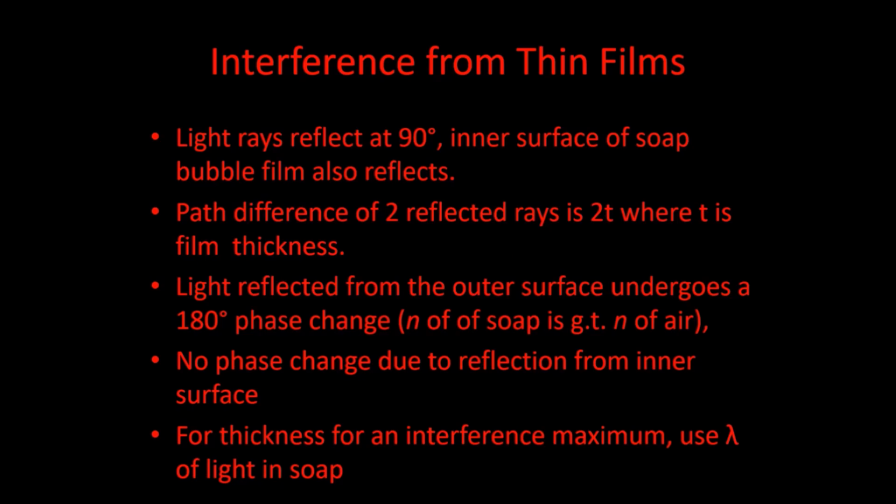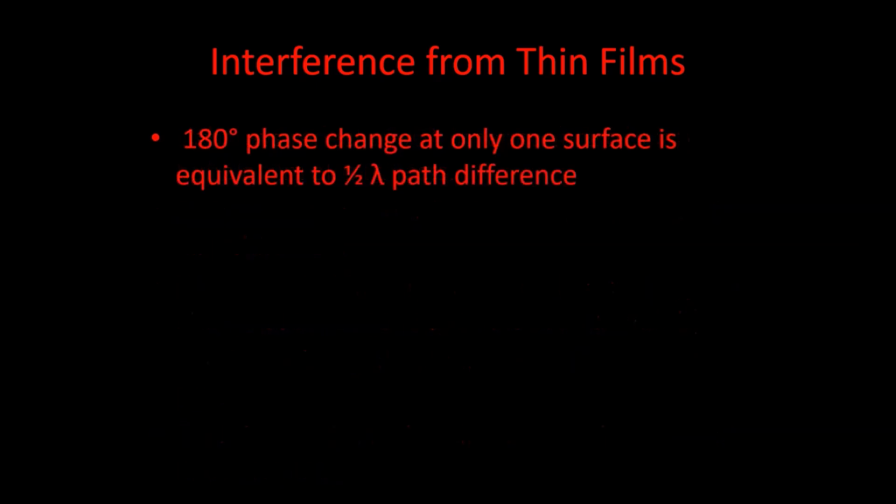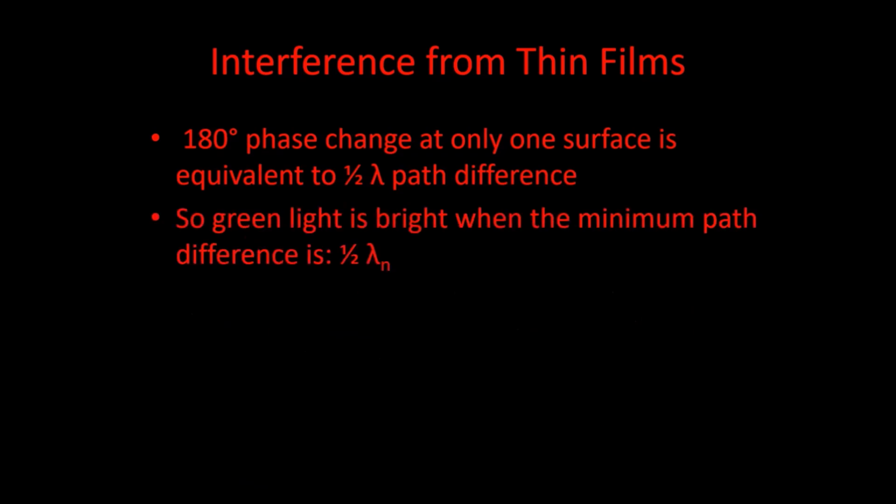For the thickness for an interference maximum, we can use lambda of light in the soap. So a 180 degree phase change at only one surface is essentially equivalent to half a wavelength path difference. So the green light is bright when the minimum path difference is 1/2 lambda n. So we can talk about path difference in terms of thickness L, or we can talk about it in terms of the fraction of a wavelength that it's changed by, the phase change. So we're expressing a thickness essentially as a phase change.